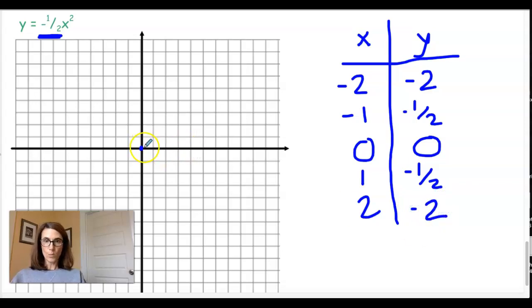All right, let's plot our points. So we have (-1, -1/2), so right there, and then (-2, -2). Plot those mirror image points and draw our parabola.